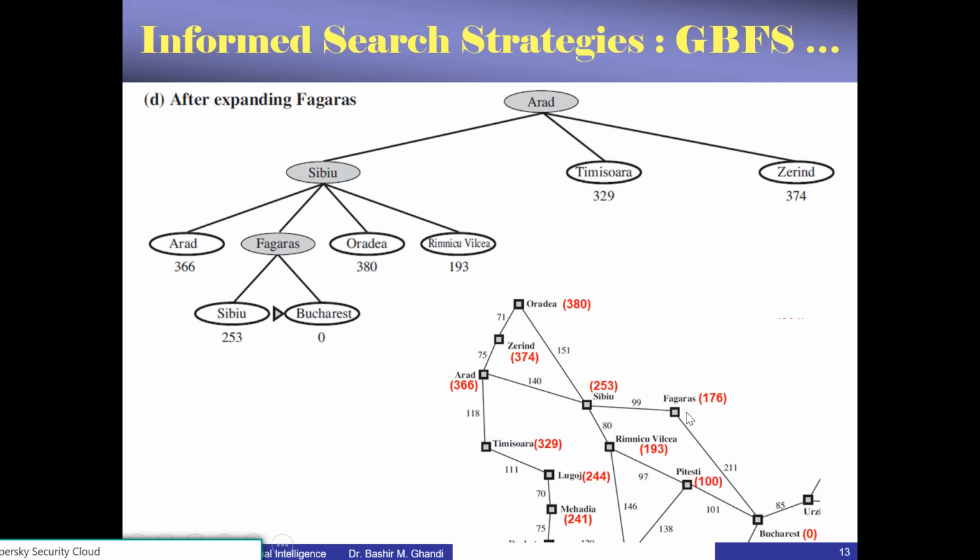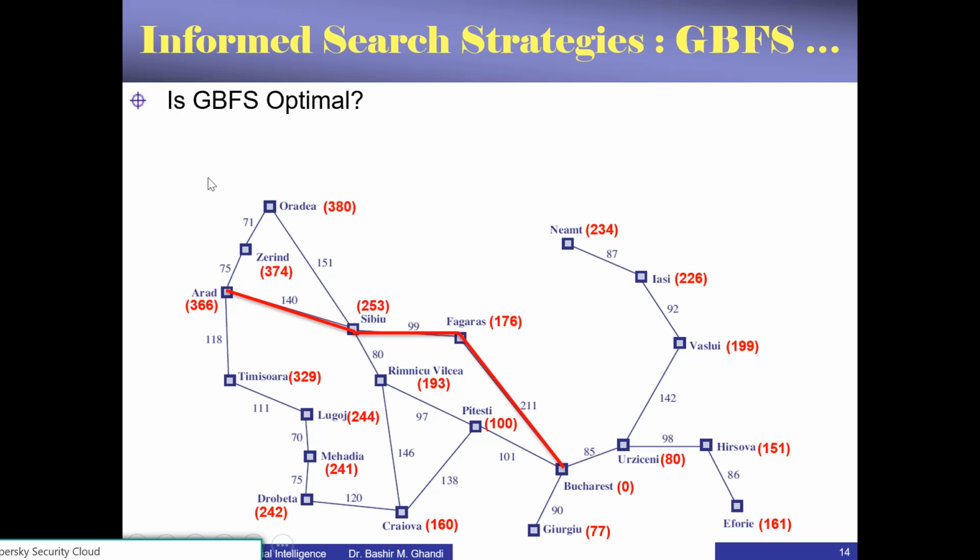From Fagaras it could choose to come back to Sibiu, but that will cost 253 to Bucharest, or in fact it can reach Bucharest directly. So it will put that, and now clearly the algorithm will stop because we have reached Bucharest. So far this is what GBFS has shown us. This is the route. The question is, is there a better solution, or is this the optimal?